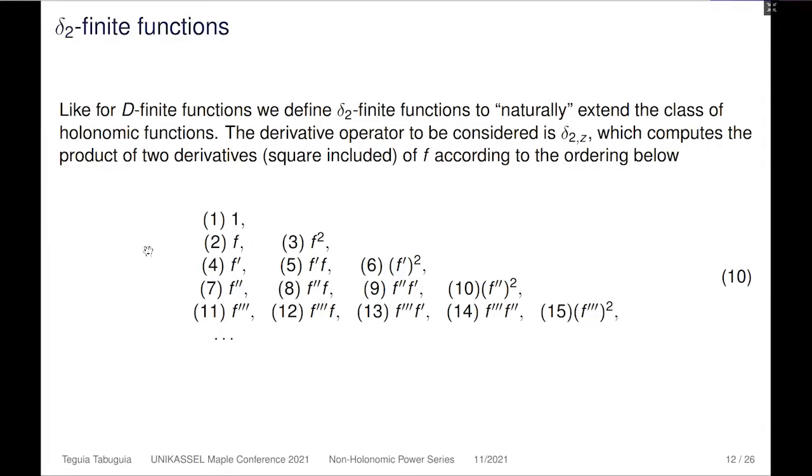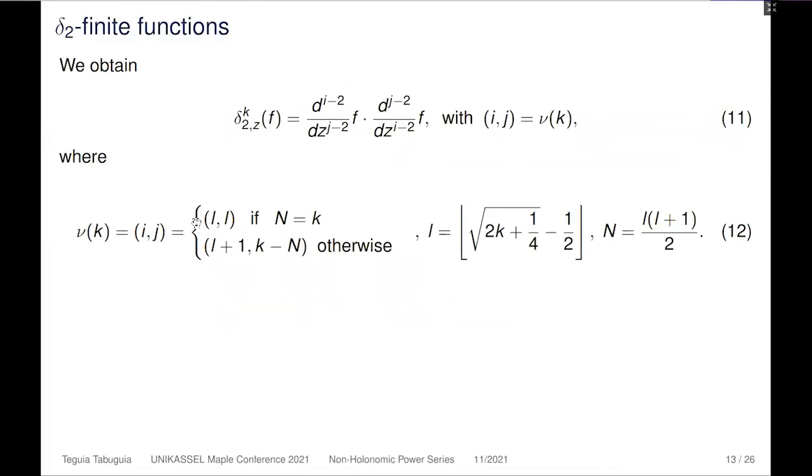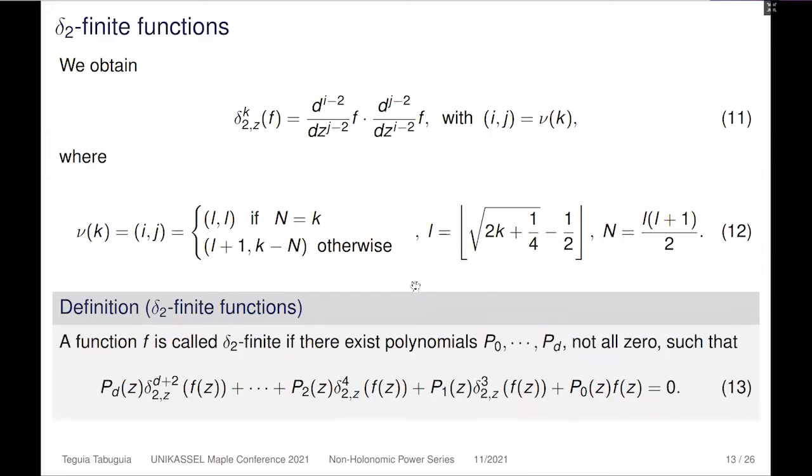This can be seen as an infinite lower triangular matrix, and we can establish a one-to-one map between the integers in parentheses and every cell of this matrix. This is how we found the formula to compute the derivative of order k for the delta 2 operator. Then we find this formula here to define the derivative of order k of a given expression f. There is the product where i and j are computed in this way. So this allows us to define the class of delta 2 finite functions.